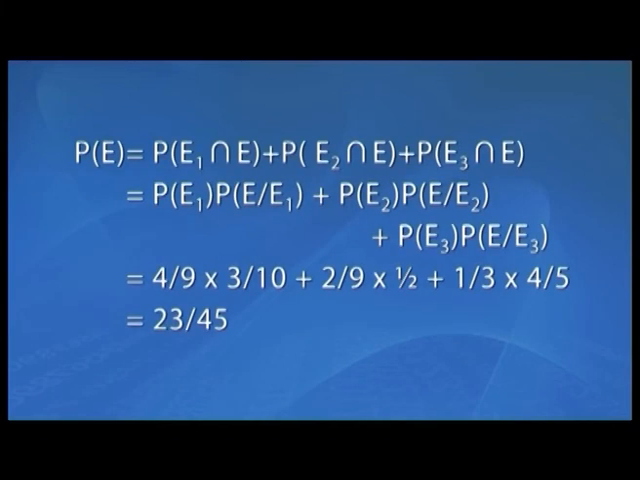Therefore, P(E) = P(E1 ∩ E) + P(E2 ∩ E) + P(E3 ∩ E) = P(E1)·P(E|E1) + P(E2)·P(E|E2) + P(E3)·P(E|E3), which is equal to 4/9 × 3/10 + 2/9 × 1/2 + 1/3 × 4/5, which is equal to 23/45.